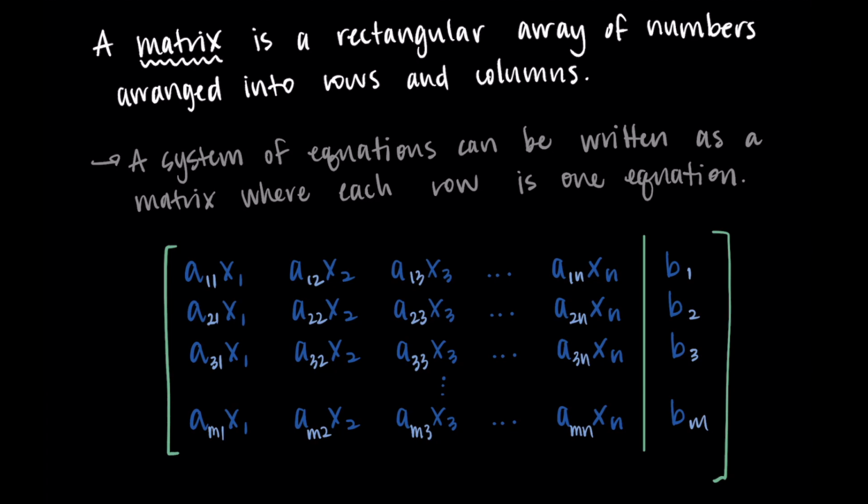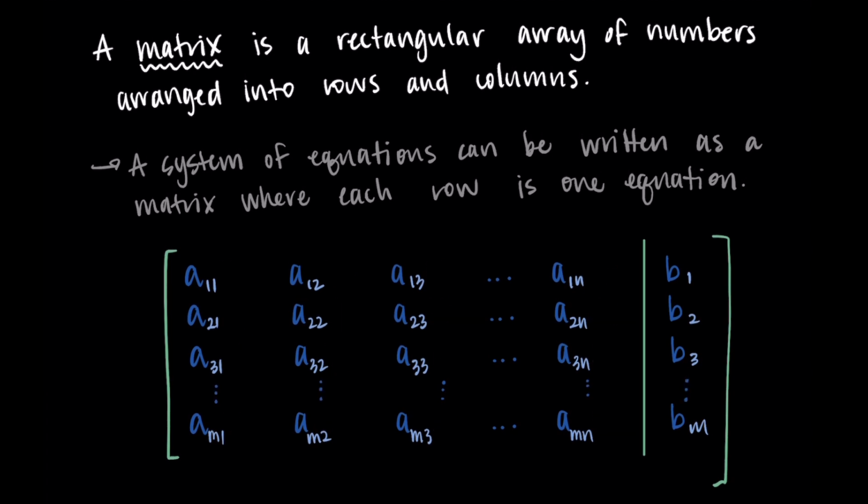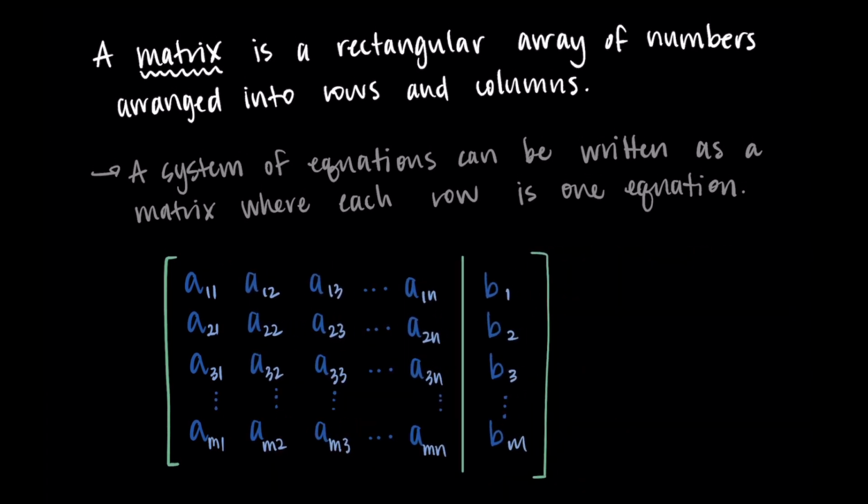Then since each column has the same x in it, so the first column is x1, the second one is x2, etc., we're going to get rid of the x's. We're going to get rid of the variables altogether. And so now I'm just left with the coefficients. So I have all of the coefficients listed, and then I have the vertical line and then our b values on the right-hand side.